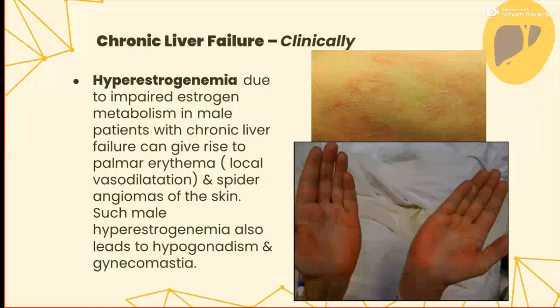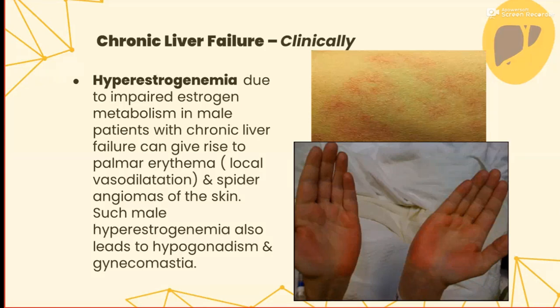Multiple presentations. The male may present with multiple presentations as a result of high estrogen. In the beginning it starts to affect his reproductive organs. So we have what we call hypogonadism, in males we call it testicular atrophy, or we have gynecomastia. Gynecomastia is enlargement of the breast.